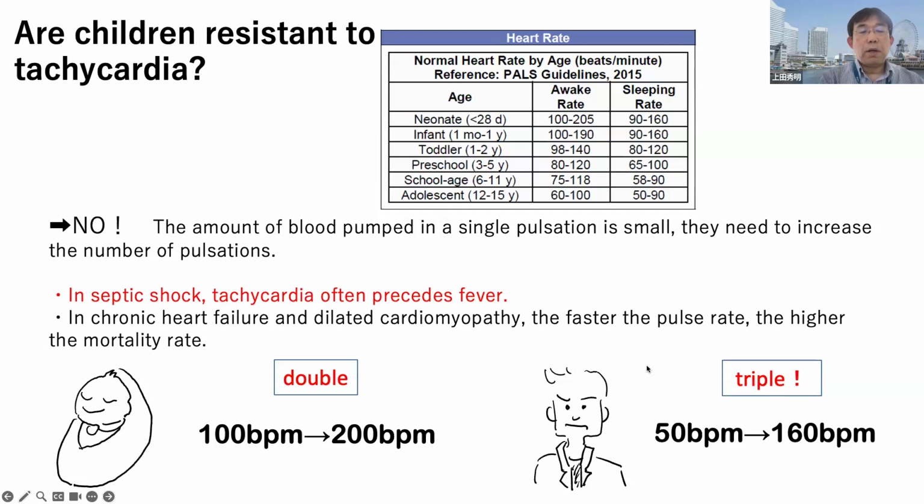In chronic heart failure and dilated cardiomyopathies, the faster the pulse rate, the higher the mortality rate is considered to be. So if a patient had 100 beats per minute and it rose to 200, it should mean something is wrong. If a school-age child or adolescent who usually has 50 beats per minute jumps up to 160, which is triple, that also means something is wrong.